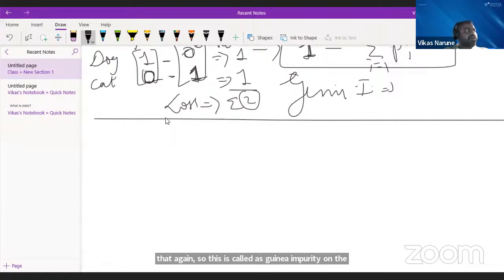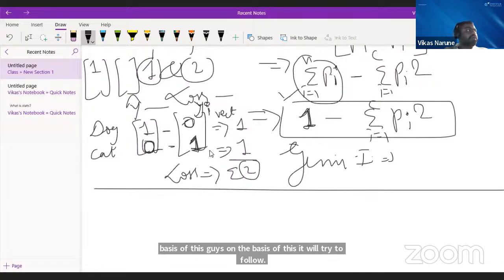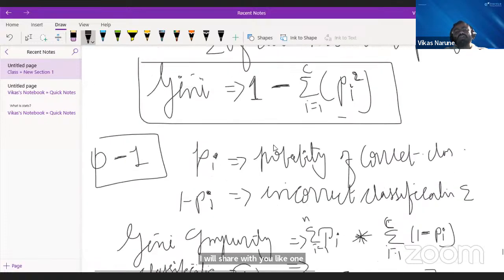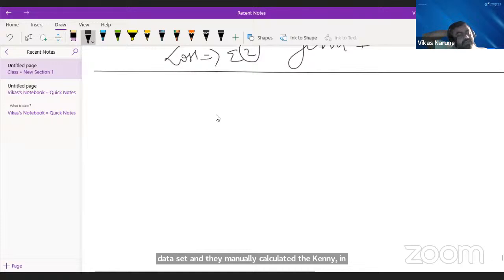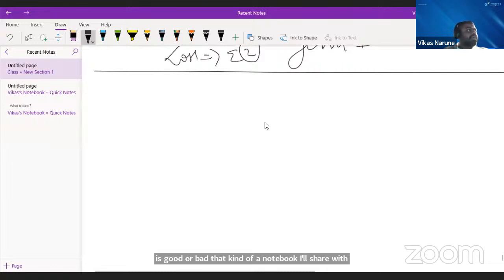On the basis of this, it will try to follow. If you guys want, I can give you one example. Otherwise it will take much time. I will share one calculation of how they manually calculated it. They took one data set, manually calculated the Gini impurity and entropy, and then decided whether the root node is good or bad. I'll share that kind of notebook with you. If you are interested in the background calculation, we can understand it. Don't worry, I will share those notes with you guys.